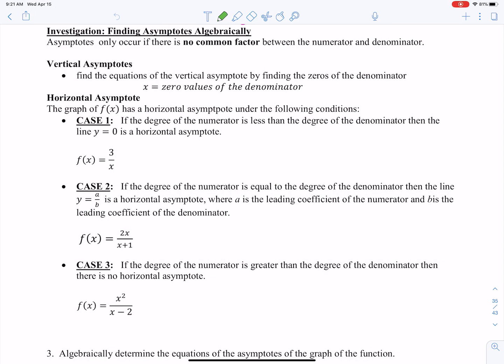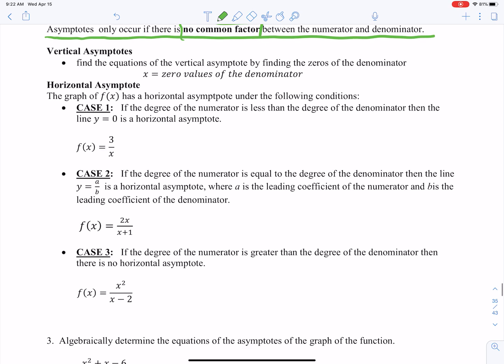So, finding asymptotes algebraically. Asymptotes only occur if there is no common factor between the numerator and the denominator. So that's what I just showed you. They happen when the denominator has a factor that doesn't cancel out. What is the vertical asymptote? Well, as we discussed earlier, it's whatever value makes the denominator equal to 0. So in this case, my vertical asymptote would happen at x = -2.